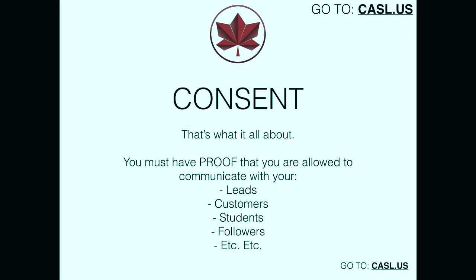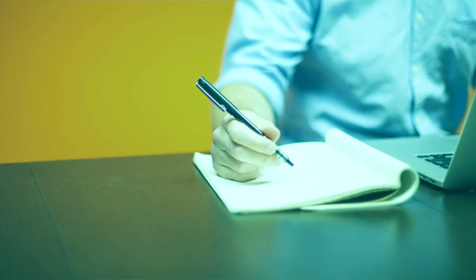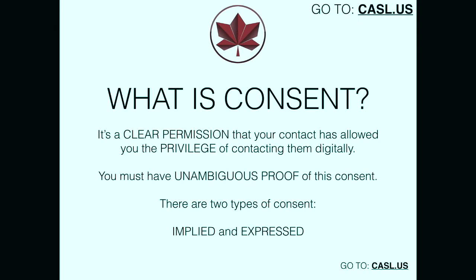Now, in order to have consent, you have to have a record of consent. You have to have proof. All right, you need proof that the other party allowed you to communicate with them. So whether they're leads or customers or even students, you have to have their permission. Now, like I said, there are two types of consent. There's implied consent, and there's express consent. And those are two very different types of proof.